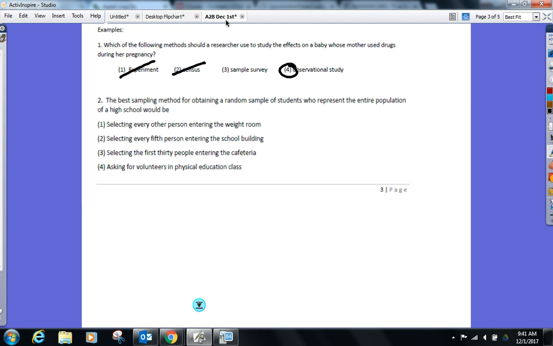All right. Volunteer. Are you going to get anybody you need to volunteer in a phys ed class? No. And if you think about the way our phys ed classes work, isn't it 9, 10, 11, 12? So one phys ed class is just going to have 9, 10, and that doesn't represent the entire school. All right. So that's why, yes, selecting every fifth person. Everyone's got to come into the building.